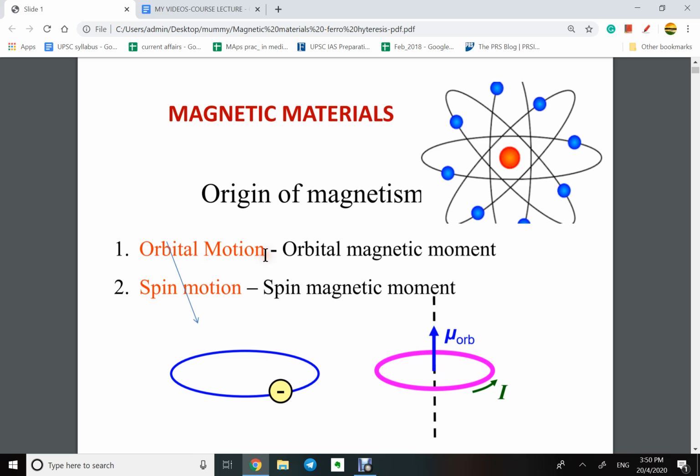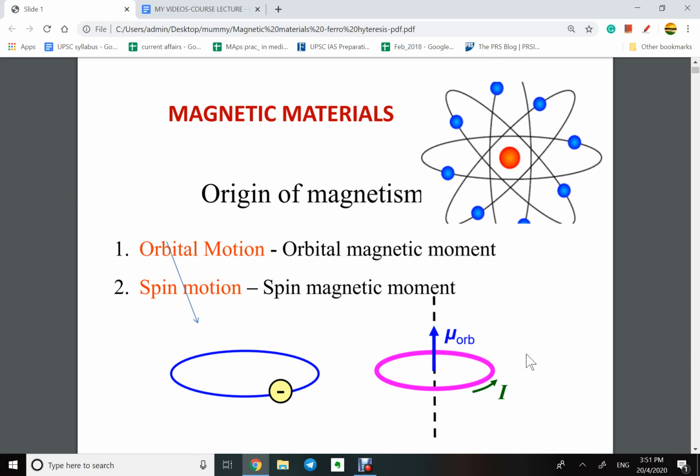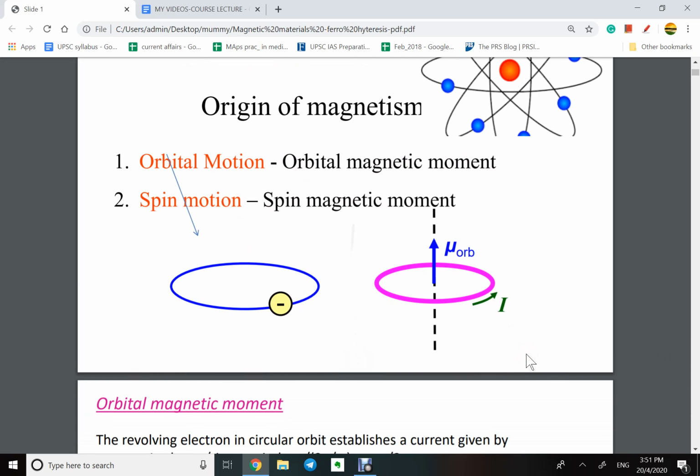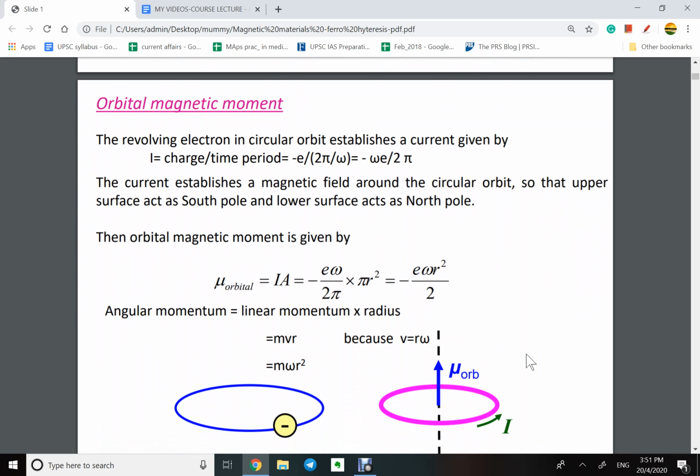Due to orbital motion of the electron, we get orbital magnetic moment, and due to spin motion, we get spin magnetic moment. Now we'll go to the next slide where I'll explain about orbital magnetic moment. As I said earlier, the revolving electron in a circular orbit establishes a current given by I equals charge divided by time period. Now we get this equation.